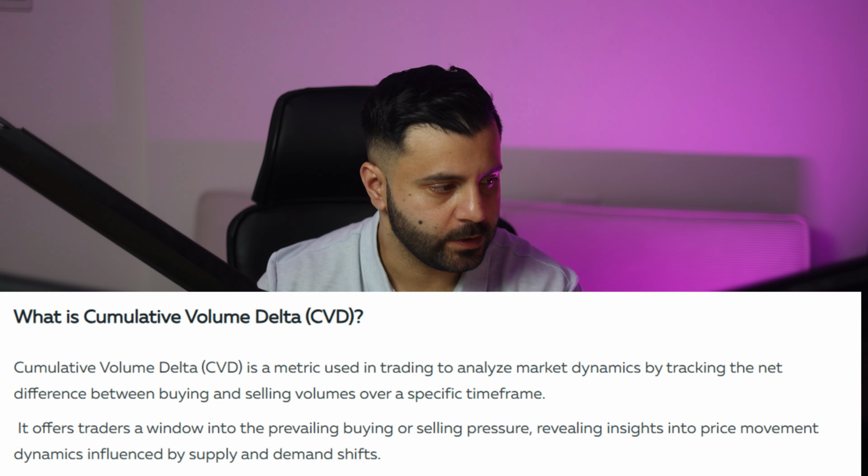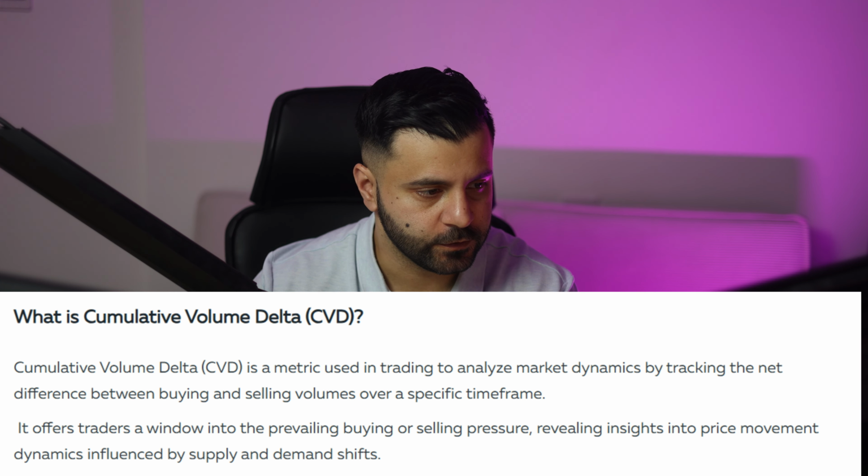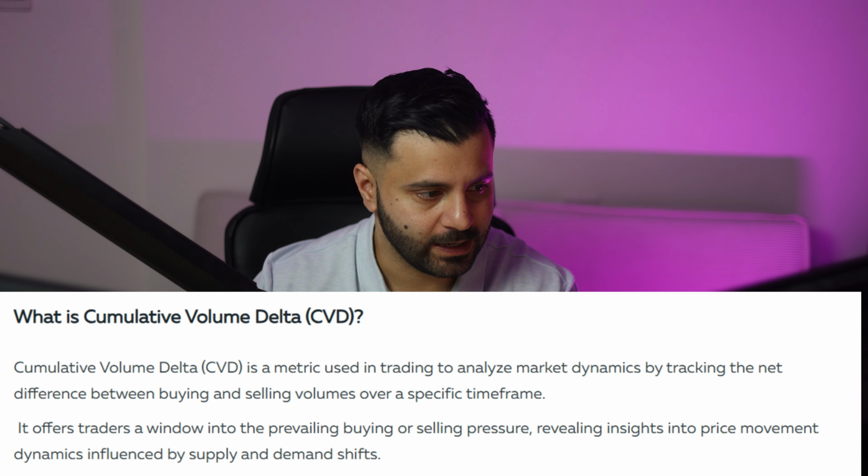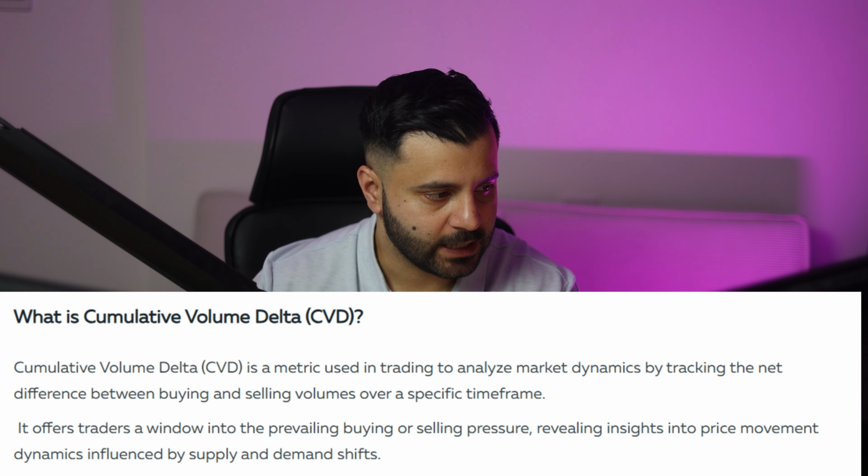All right, so what is cumulative volume delta? The definition of CVD is a metric used in trading to analyze market dynamics by tracking the net difference between buying and selling volumes over a specific time frame. It offers traders a window into the prevailing buying and selling pressure, revealing insights into the price movement dynamics influenced by supply and demand shifts.